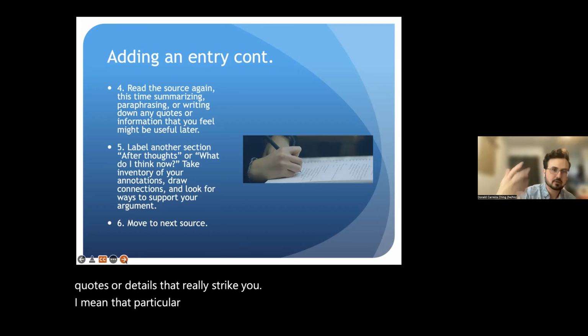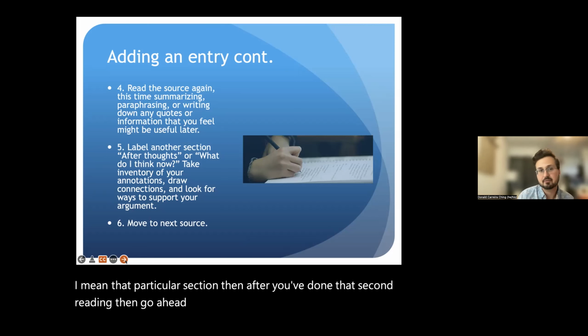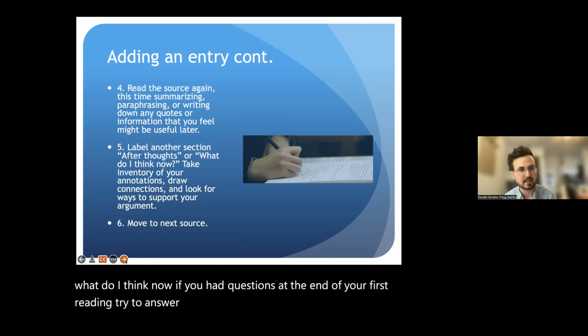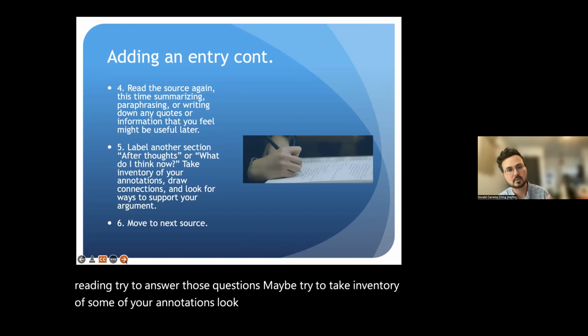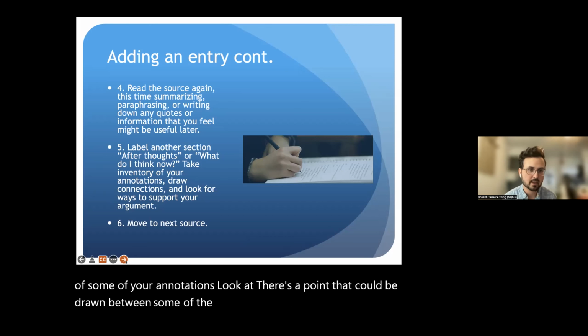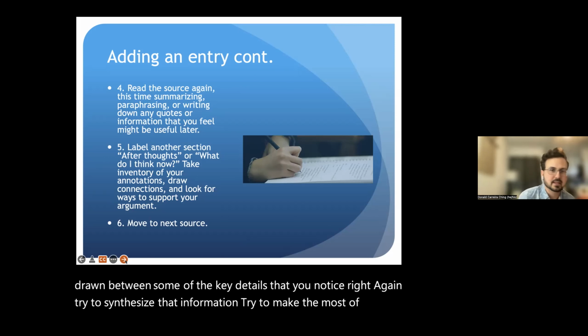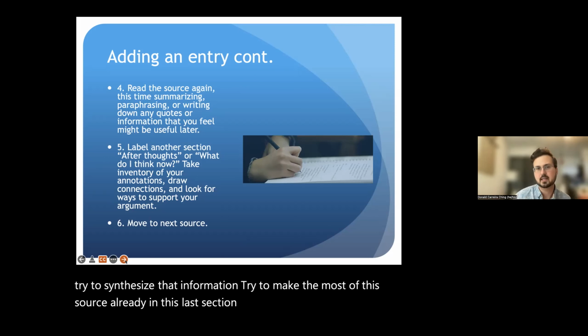section. And then after you've done that second reading, then go ahead and label another section, afterthoughts, or what do I think now? If you had questions at the end of your first reading, try to answer those questions now. Again, maybe try to take inventory of some of your annotations, look if there's a point that could be drawn between some of the key details that you noticed, right? Again, try to synthesize that information, try to make the most of this source already in this last section of it. And after you've done that, then move to your next source.